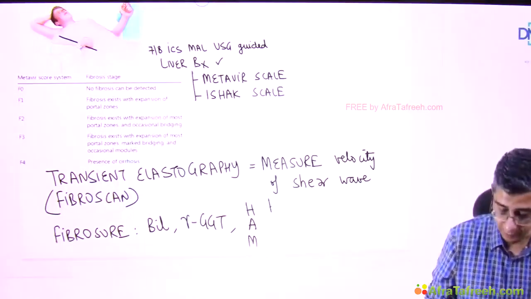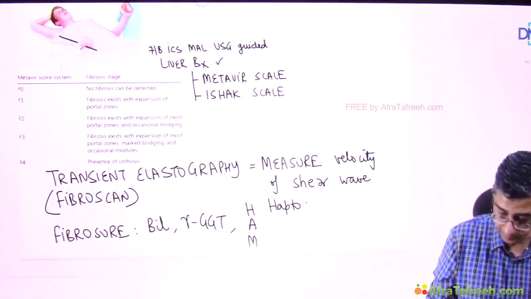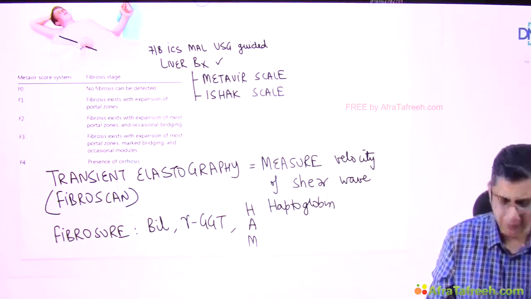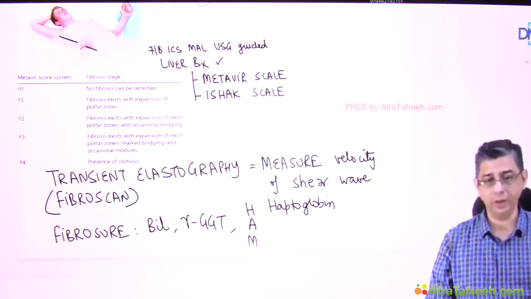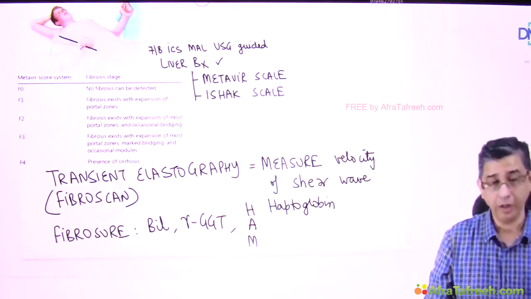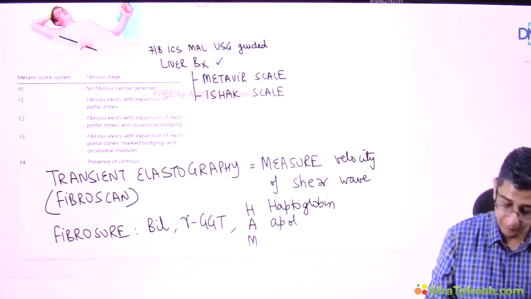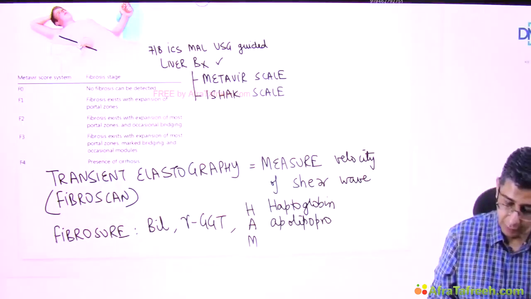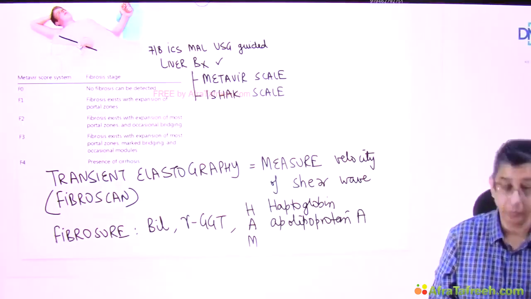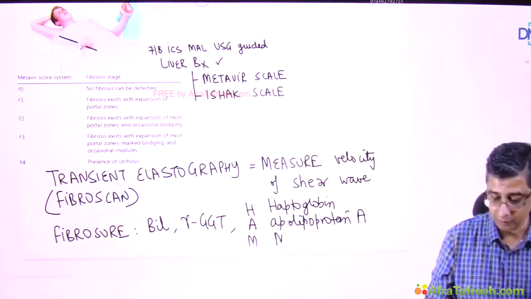Alphabet H would stand for haptoglobin. That's relatively easy to remember. Haptoglobin is used to bind hemoglobin. Alphabet A would stand for apolipoprotein. These are of various varieties like apolipoprotein A, B. So we're talking about apolipoprotein A. And M would stand for macroglobulin.